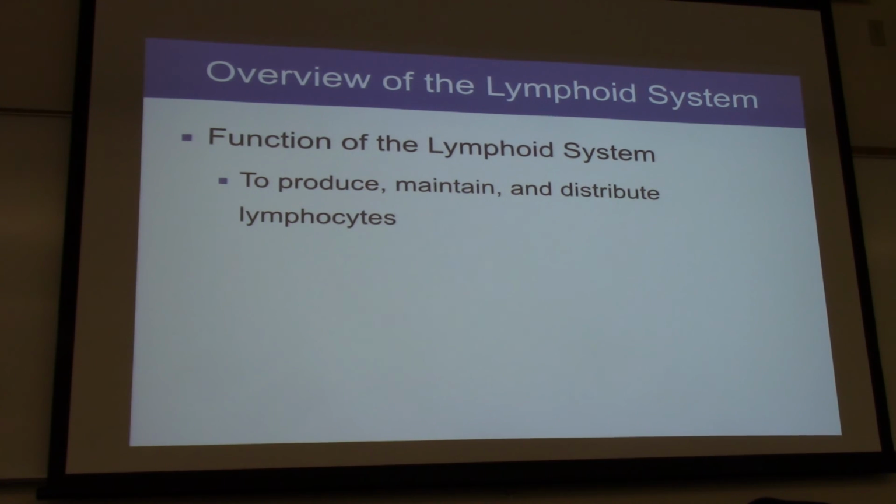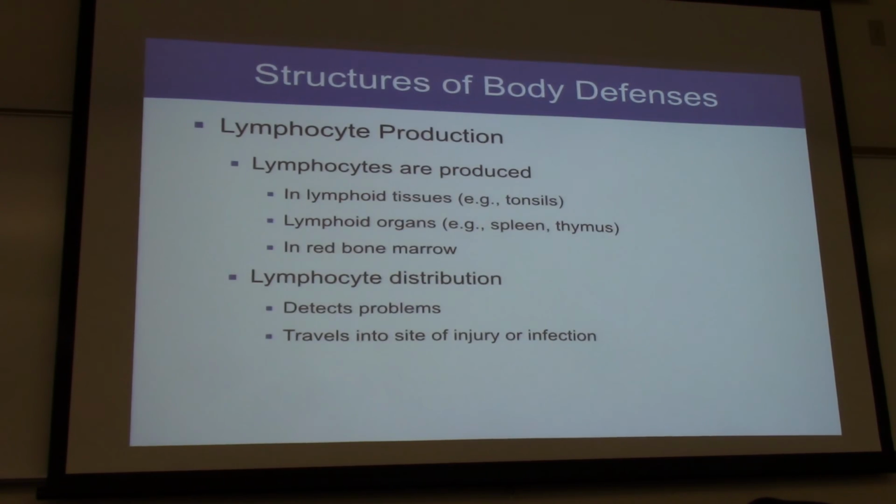So what is the function of the lymphatic system? Well, in one sentence, it's really to produce, to maintain, and to distribute lymphocytes, because lymphocytes are those magic bullets that are going to enable you to fight things very specifically. Where do they get made?